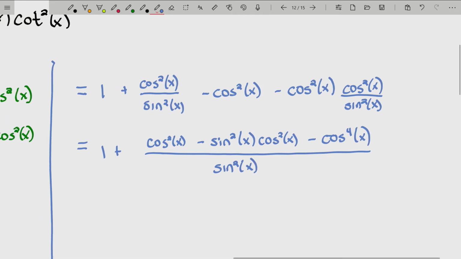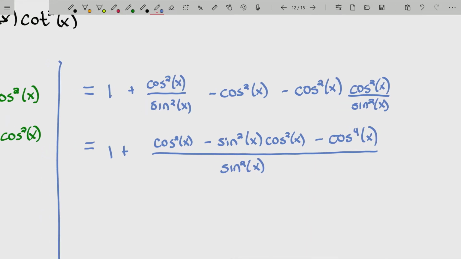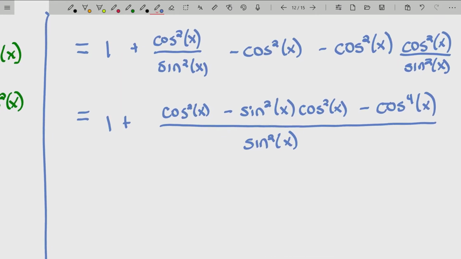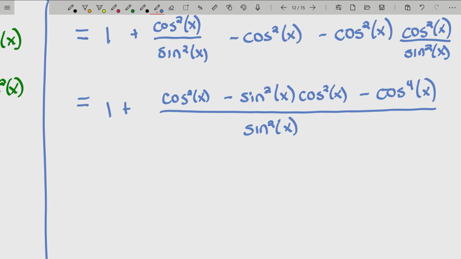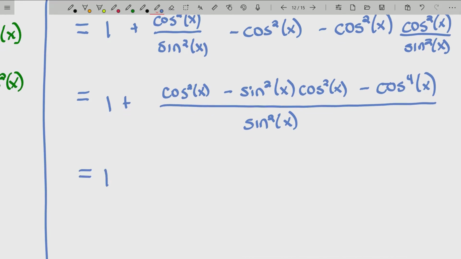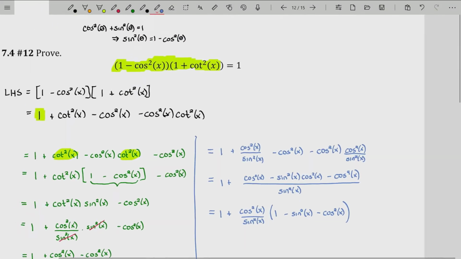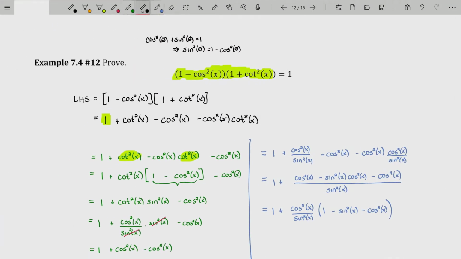Now you can see it's not really a super attractive way of doing this problem, but notice that in the numerator, every single term has a cosine squared in common. So I can go ahead and factor that out. I have a cosine squared of x over sine squared of x, and I'm left with a 1 minus sine squared minus a cosine squared. And there is a Pythagorean identity right here. 1 minus sine squared, write it up here.